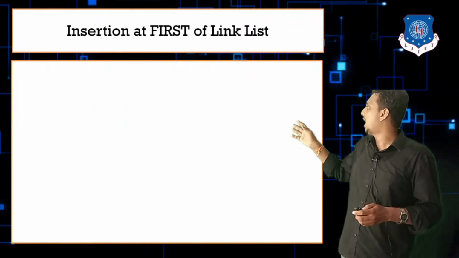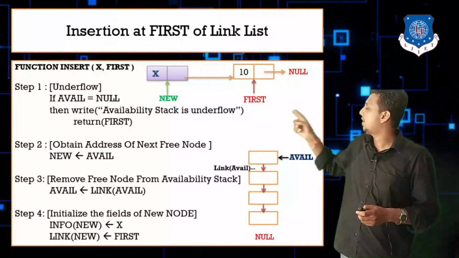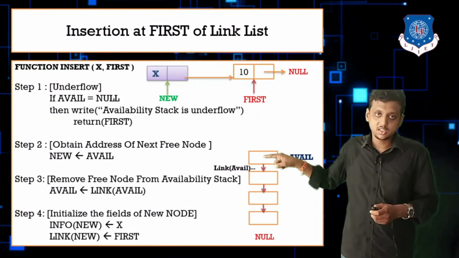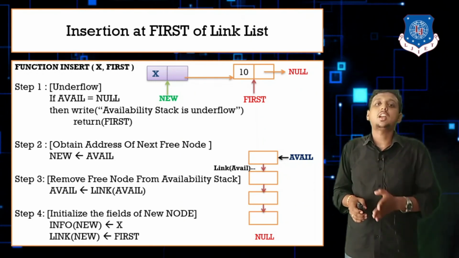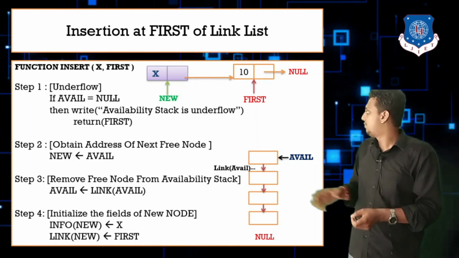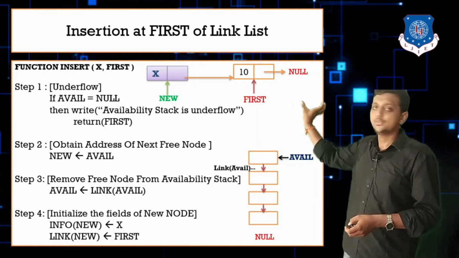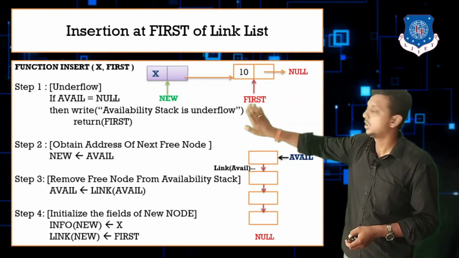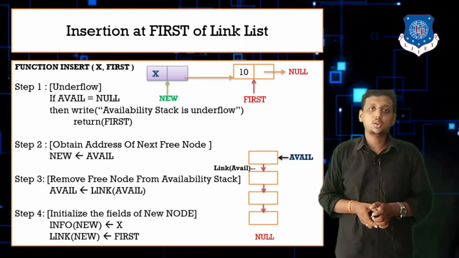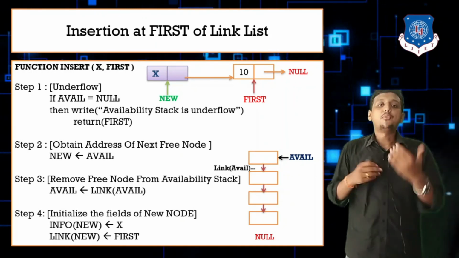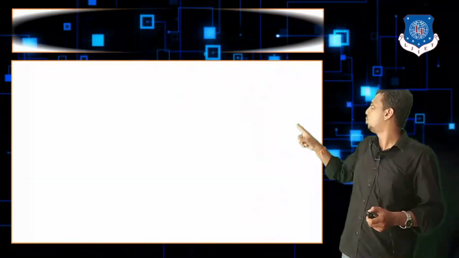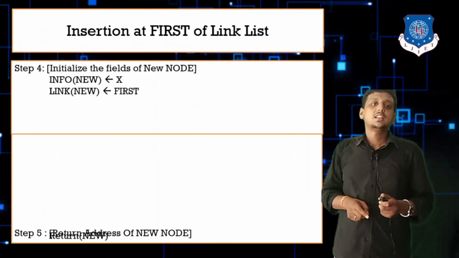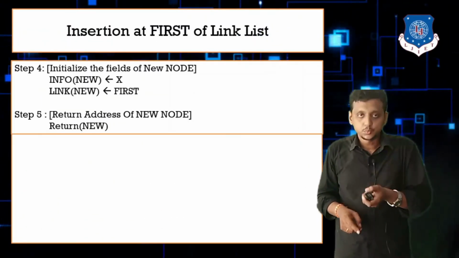So here I have inserted a new node at the beginning of the list. That's why the algorithm name is insert at first. Where we need to insert? If this is my first node, we need to insert at that part. So we need to insert over there only. That's why after inserting, it becomes my first node. So I should write return new.